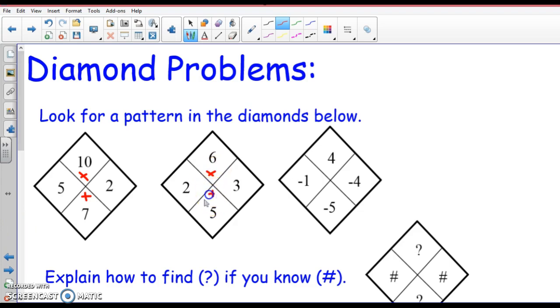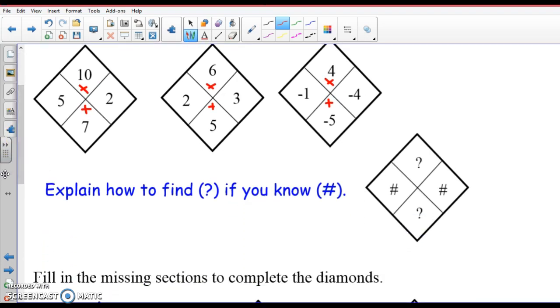Multiply to the top, add to the bottom. Okay. Explain how to find the question mark if you know the two question marks, if you know the hashtags. Thank you. Number sign. I'd call that number sign. We multiply to this, add to that.